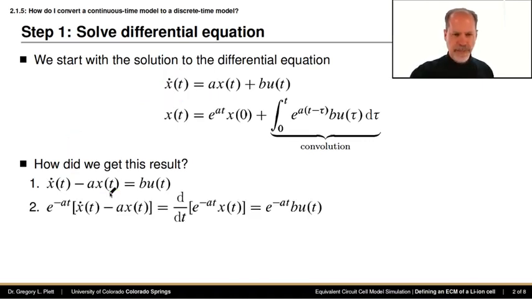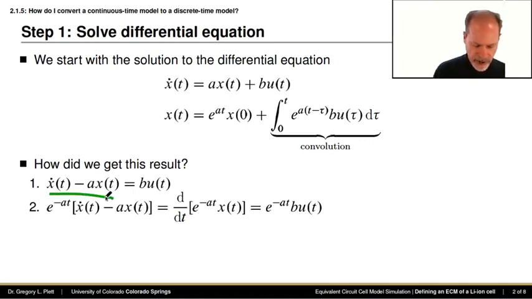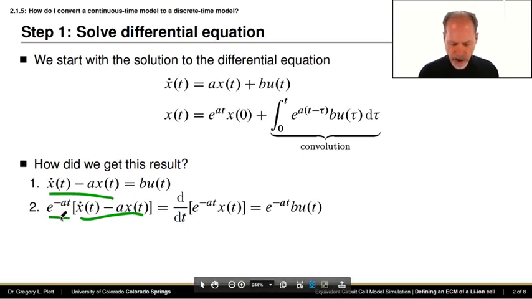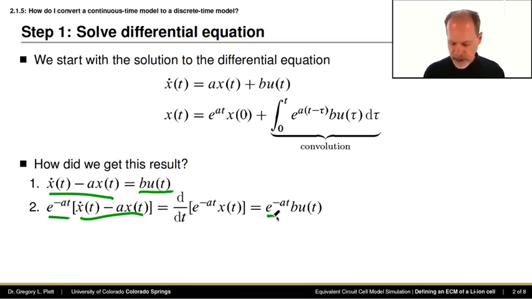The next step is to multiply both sides of the equation produced by step 1 by e to the negative at. And so you can see that I've taken x dot minus ax and I've multiplied it by e to the negative at. And I've taken b times u of t and I've multiplied it by e to the negative at as well. But this equation that I've listed in step 2 has 3 parts, the 2 parts that we've just talked about, but also this middle one. Where did that middle one come from?